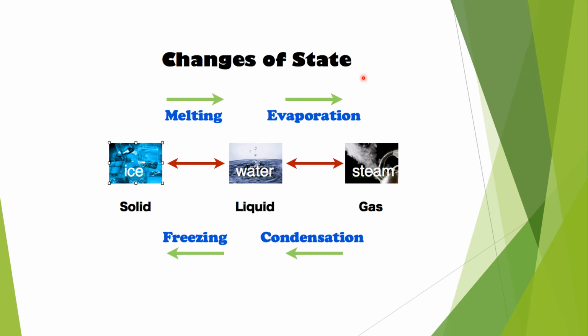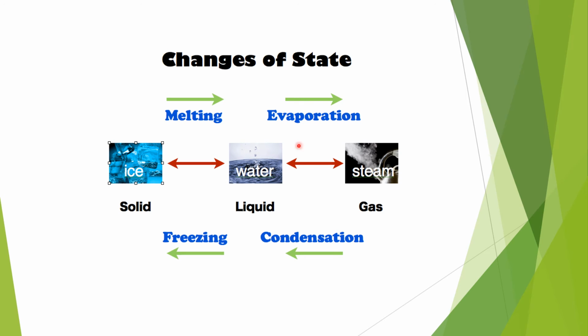Changes of state. We have ice, water, and steam. Ice as a solid, water as a liquid, and steam as a gas. When we heat ice, or leave it at room temperature, it will melt to water, and the process is called melting, but the temperature is called melting point. When water turns to steam by heating, it will evaporate and form steam.